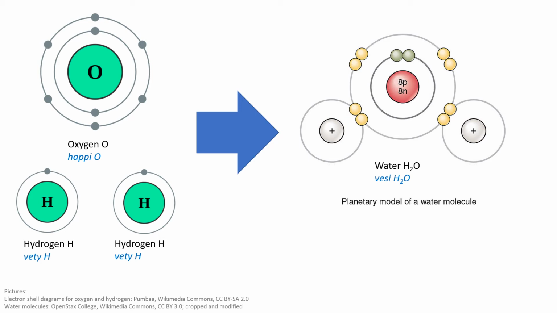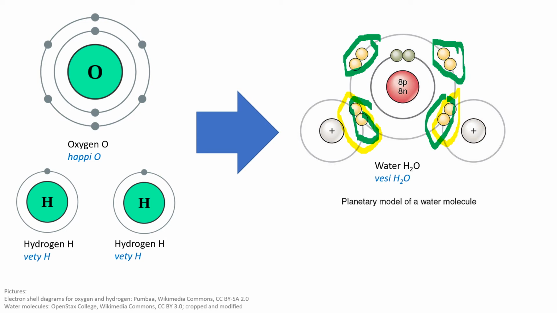Sharing can be complete, provided 2 hydrogen atoms are content to share 2 electrons with oxygen. The hydrogen atoms each get a share in 2 electrons. And the oxygen atom gets a share in 8 electrons. Both oxygen and hydrogen now have complete outer valence shells.